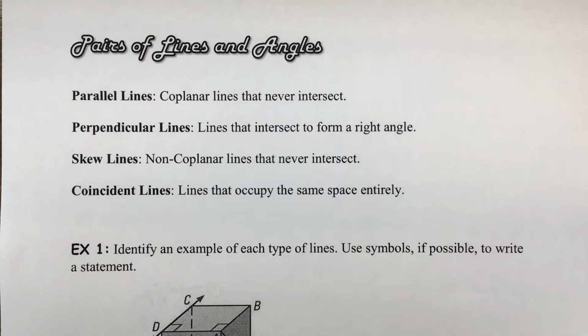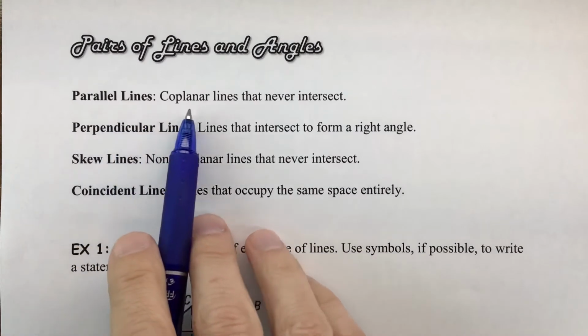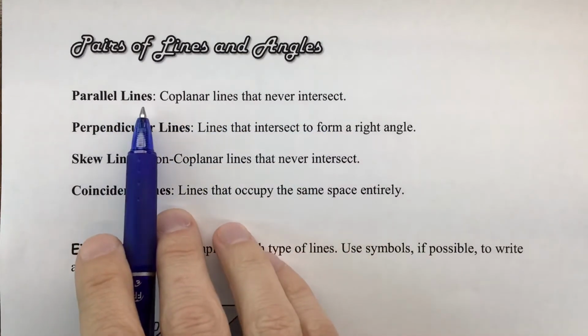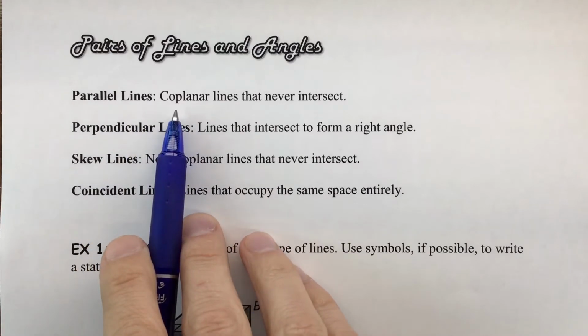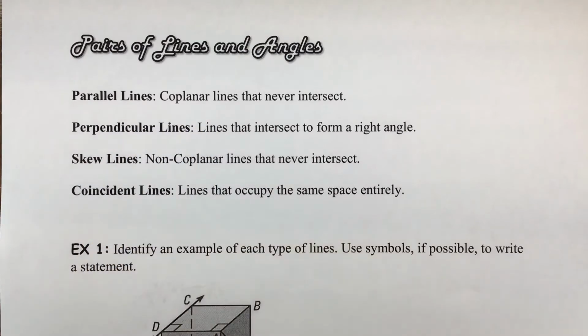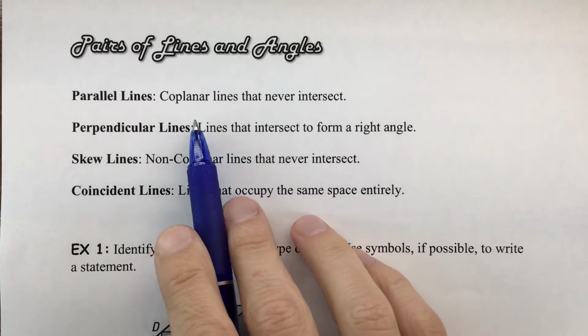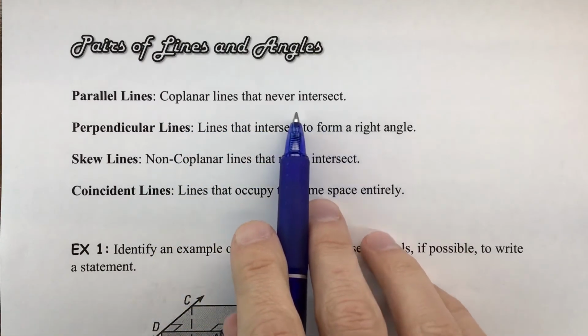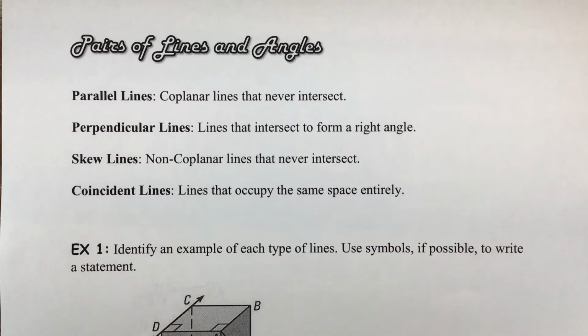A couple of these I would assume that you are already familiar with. Parallel lines are going to be coplanar lines that will never intersect. So you could have two or more lines here. They're all going to sit in the same plane. That means that they'd be on a flat surface. The way that they extend, they will never intersect each other. Examples of that would be like train tracks, a couple of lines that should never end up really crossing each other.